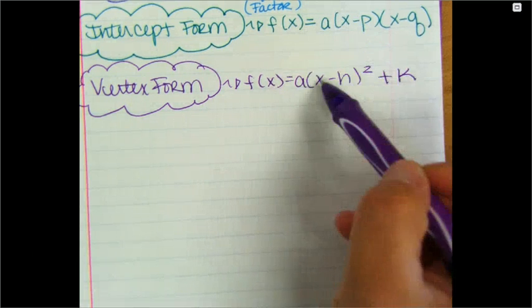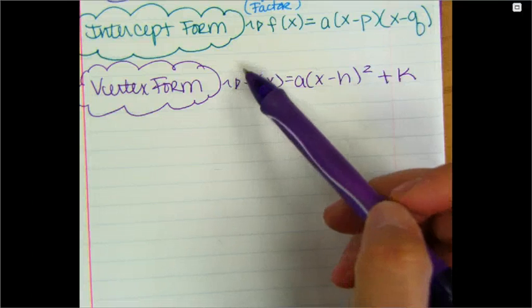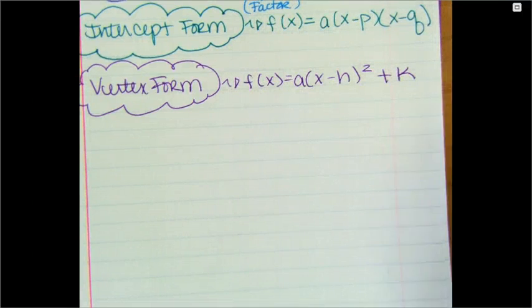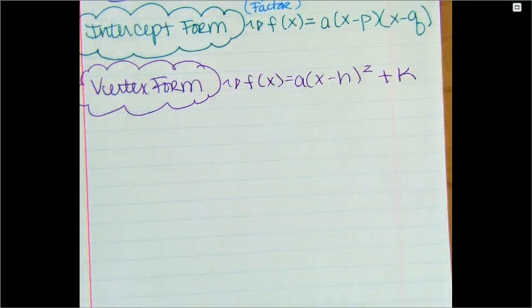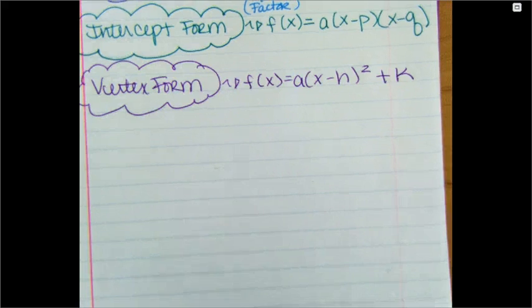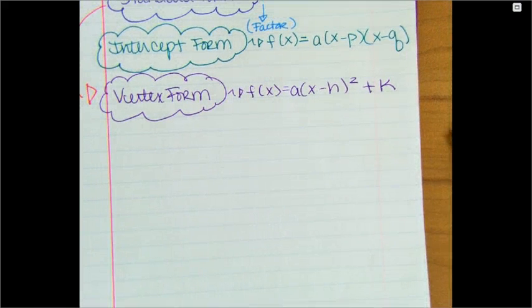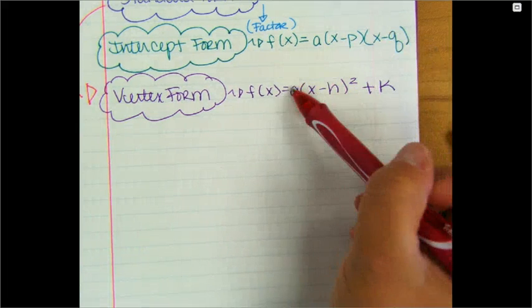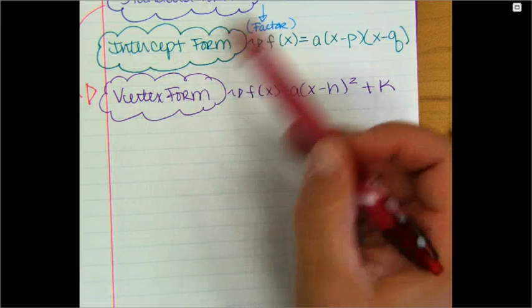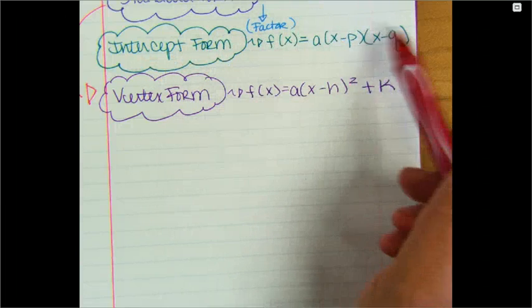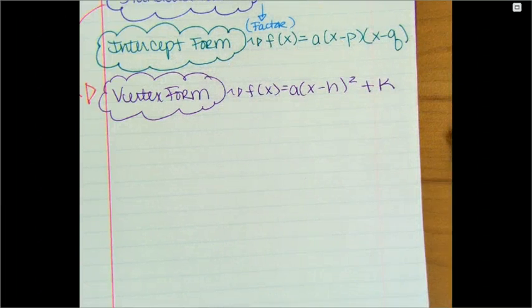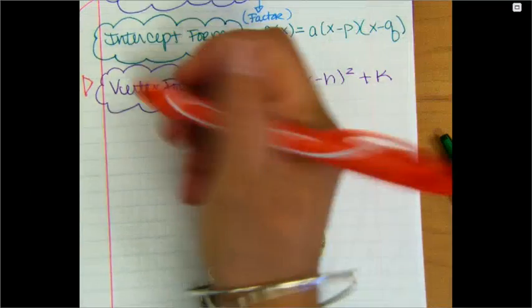You're not going to go from intercept to vertex, you're going to go from standard to vertex. Okay? We will be going from standard to vertex, but I'm not going to tell you how yet. Well, I told you in the essential question, but we're not going to do it all the way today. You never go from intercept to vertex, we're going to go from standard to vertex. We're just not there yet. We'll get there. Good?